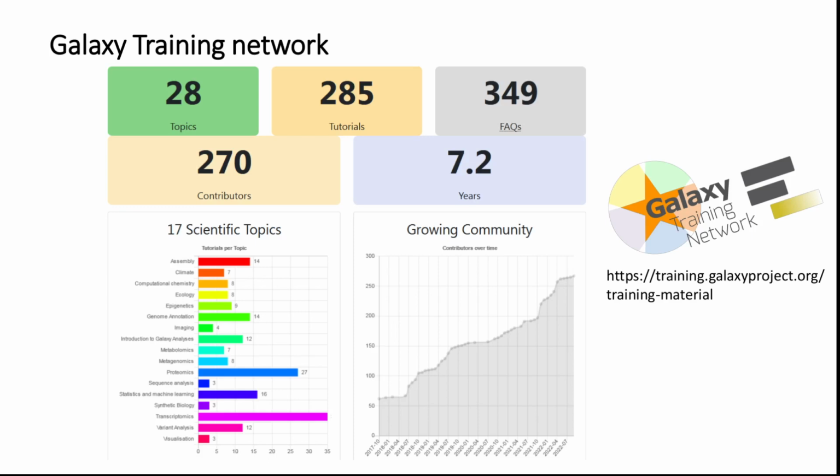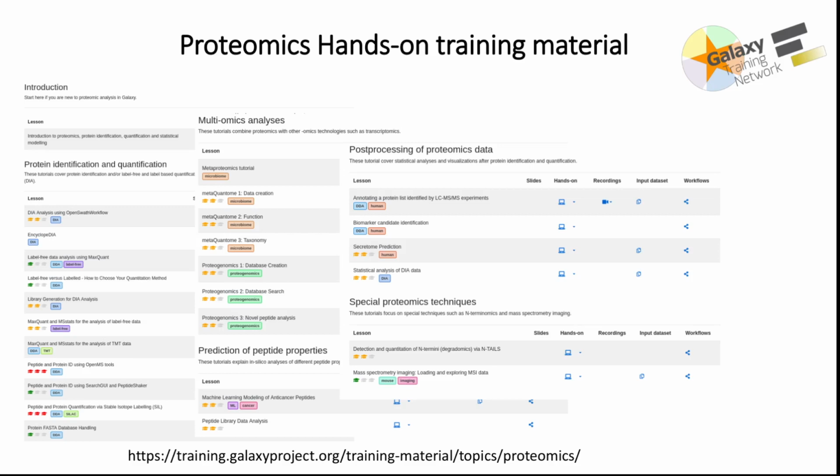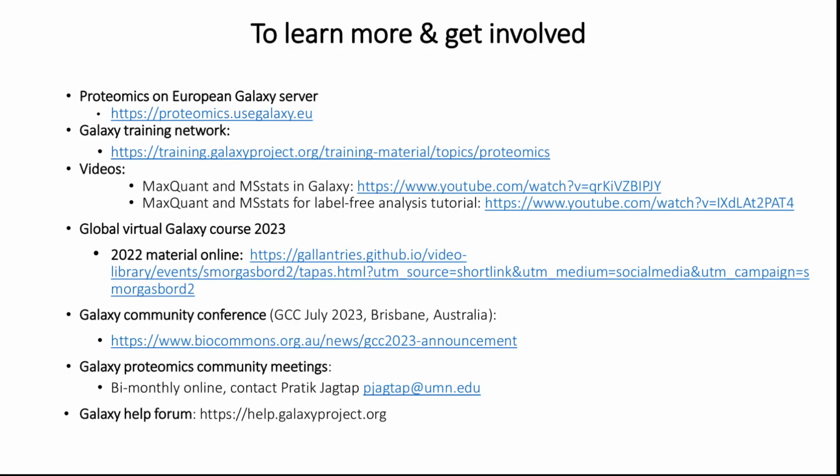Currently for proteomics there are 27 trainings available, and they cover protein identification and quantification, multi-omics analysis, for example, metaproteomics and proteogenomics, post-processing analysis, and also very special techniques, for example, mass spectrometry imaging. Here are many links and resources to learn more and get involved in the Proteomics Galaxy community.